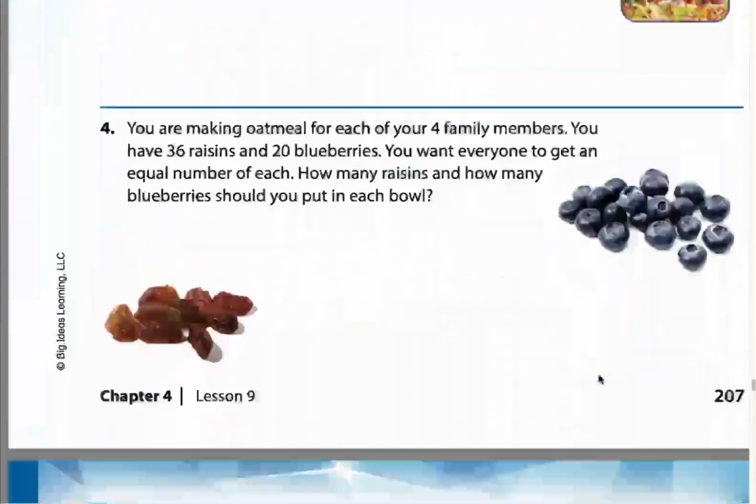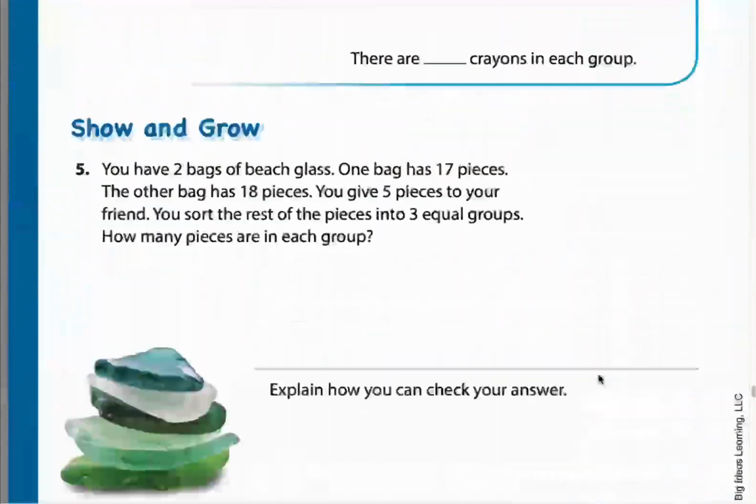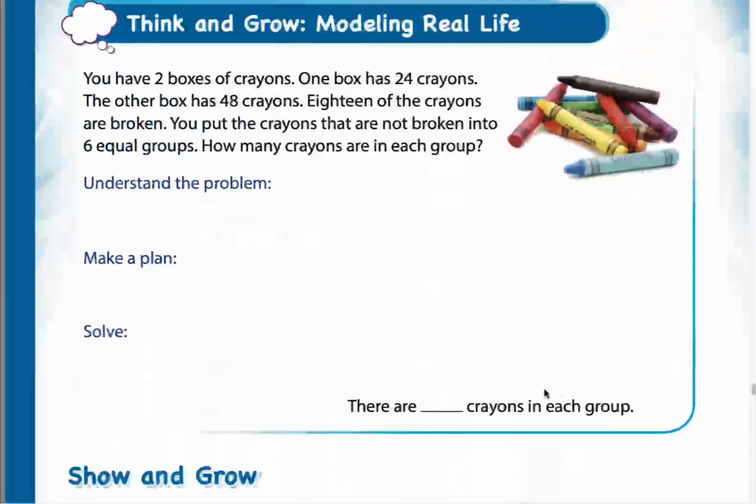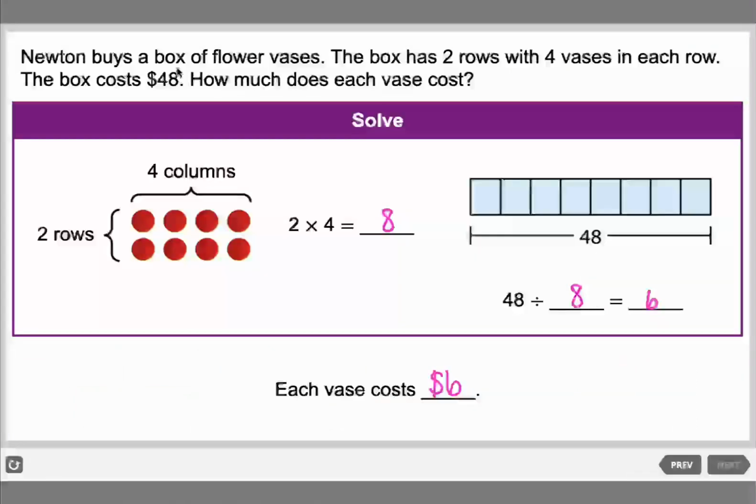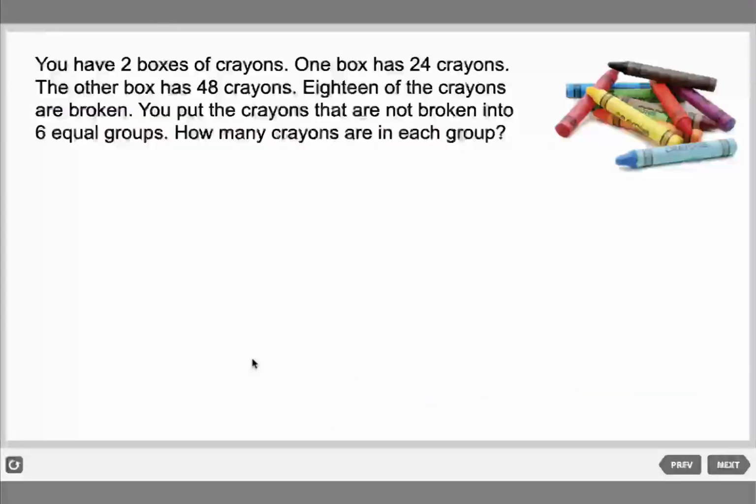And now let's move to this question, page 208. For this question, I'll use this page. Just give me a second. Okay. You have two boxes of crayons. One box has 24 crayons, the other box has 48 crayons. 18 of the crayons are broken. You put the crayons that are not broken into 6 equal groups. How many crayons are in each group?